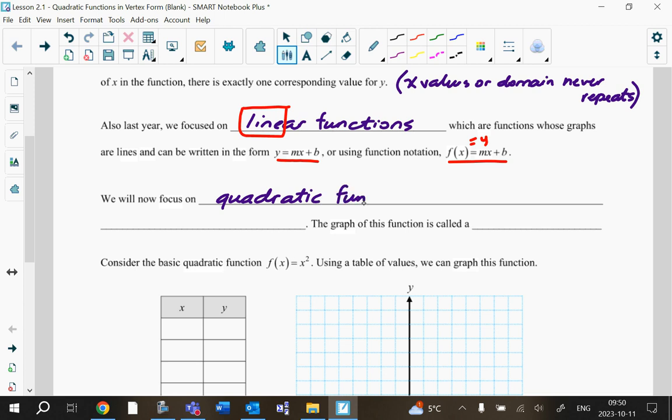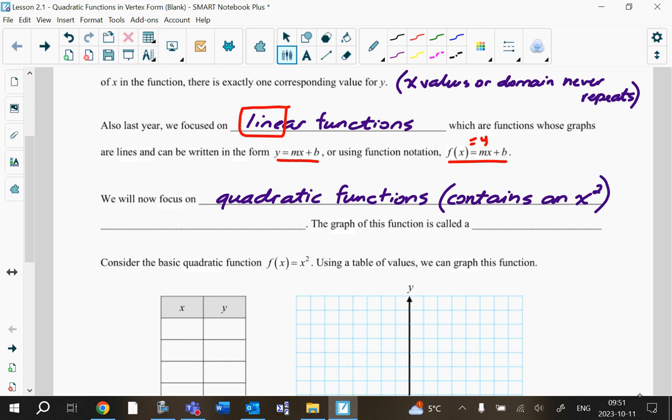How can you tell if a function is quadratic? In the equation, it contains an x squared. Last year when we did lines, it was just y and x, or f of x and x. This year it's going to be y and x squared, or f of x and x squared.